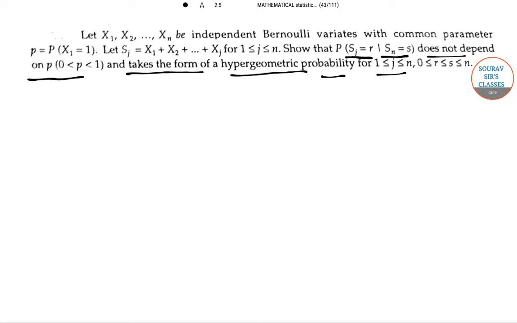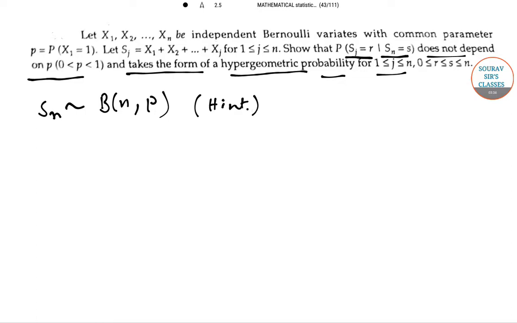So I hope you guys have gone through it. I have given you enough time. So now I'll come to the answer. For this, what we have to do is, here Sn follows binomial n comma p. So this hint, first we need to remember this hint.